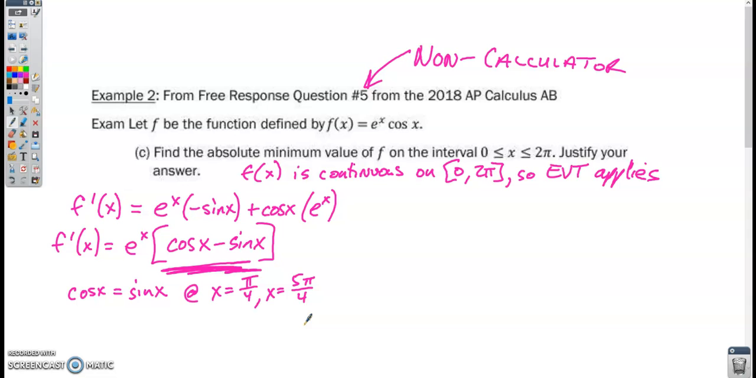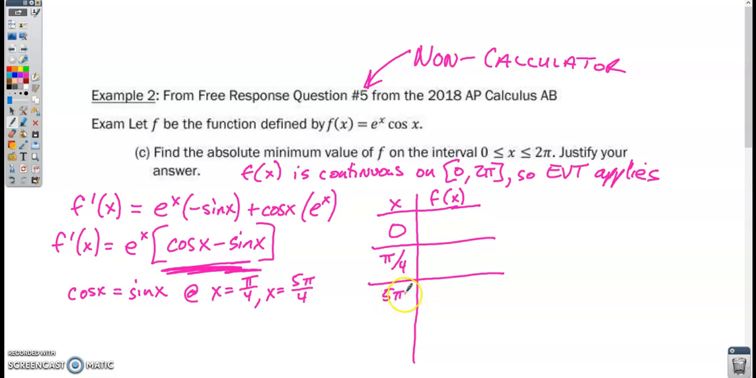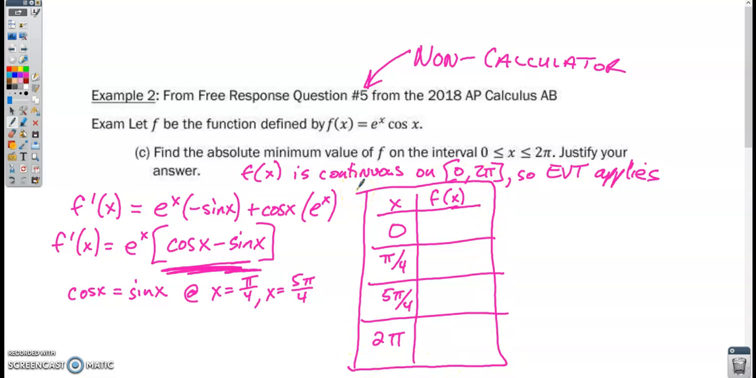Okay, so now I'm going to go ahead and make my table with all my candidates. Got x on the left, f of x on the right. My endpoints, 0 and 2 pi, and all of my critical points, pi over 4 and 5 pi over 4. Okay, and now I'm going to substitute these values one by one into the original function. And that's probably the hardest part for this particular problem, calculating the values of f of x, especially since this is a non-calc section.